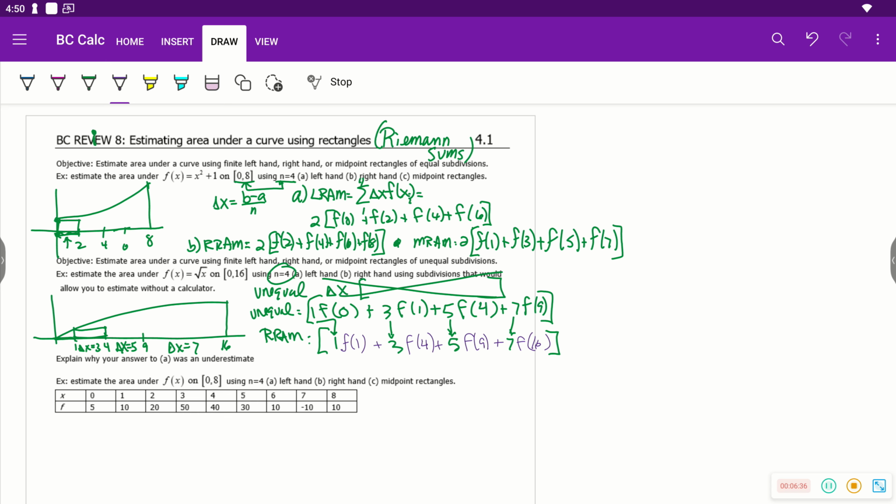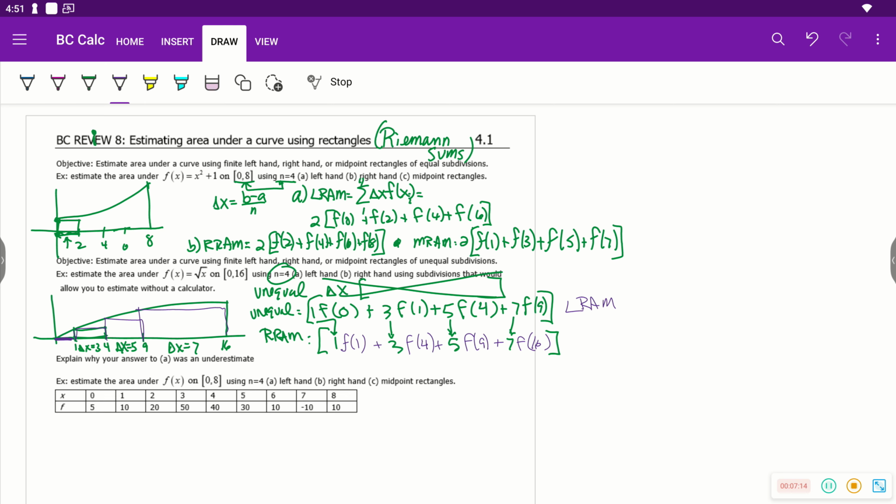For the question, why is your answer to B, to A, an underestimate? So when I say A, I mean left hand. Why was LRAM an underestimate? And so saying it well is important to me. Students, in layman's terms, want to say, well, because the rectangles are under the curve, and that's true, but it's not very mathy. And so let's talk more.